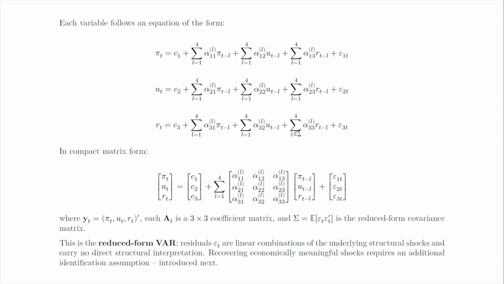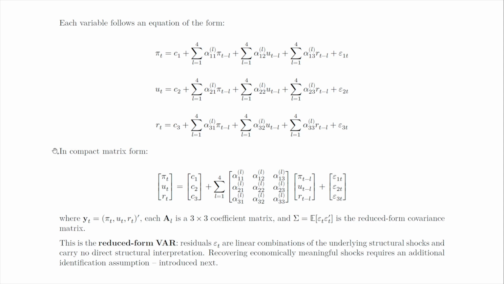Now, if you look at these equations, each one corresponds to one variable. For example, the first equation explains inflation today as a function of past inflation, past unemployment, and past interest rates. The same idea applies to the other equations. Each variable depends on the full history of the system. So instead of modeling each series separately, we are modeling them jointly, which allows us to capture the dynamic interaction across the variables.